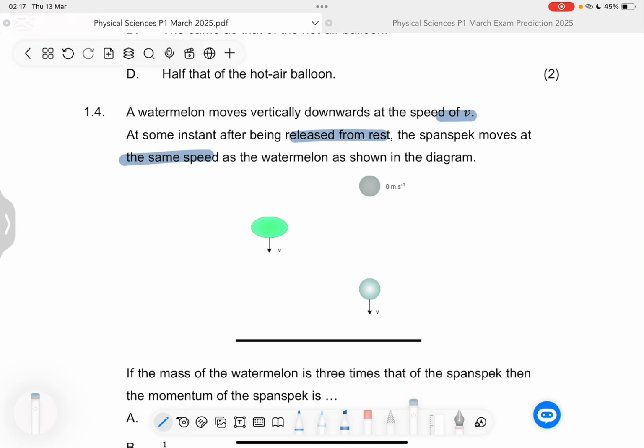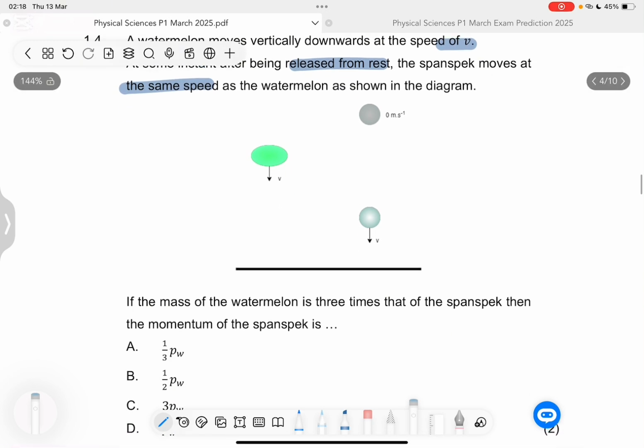That's a simple situation, and it is possible for something like this to happen because the spanspeck will start with 0 and increase. Remember, the velocity increases as it goes down. Then at this point, it will have that velocity of the hot air balloon. Remember, it accelerates with the acceleration of 9.8 as it goes down.